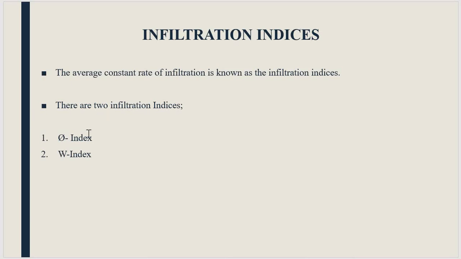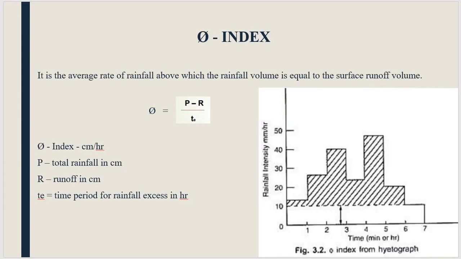Infiltration indices are of two types: Phi Index and W Index. You can calculate the infiltration rates for computing surface runoff and flood discharge. These are the most suitable methods. Now let's see one by one. First, Phi Index. Phi Index is the average rate of rainfall above which the rainfall volume is equal to the surface runoff volume. To understand this, you can look at this graph.